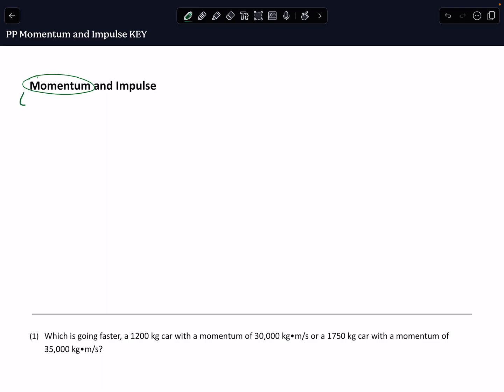Momentum is defined as a measure of mass in motion. Really we can think of it in terms of inertia in motion. So for objects that have a lot of momentum, it can be difficult to change their motion, whereas for objects with low momentum, it can be a little bit easier to change their momentum.